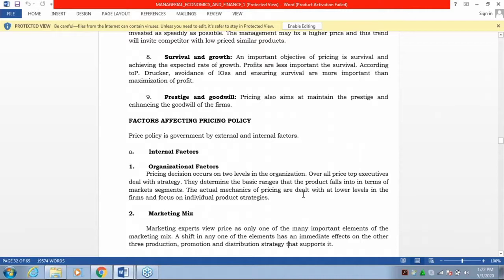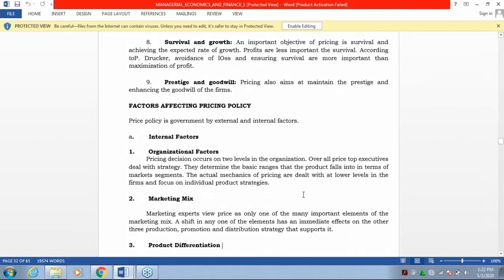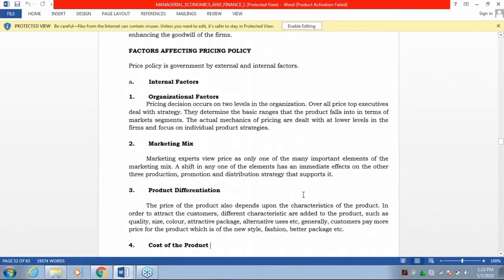Then the next one is the marketing mix. So the marketing experts view price as only one of the many important elements of the marketing mix. So a shift in any one of the elements has an immediate effect on the other three. That is, we have the promotions and distribution strategies that support it. Are we getting it? Then product differentiation.